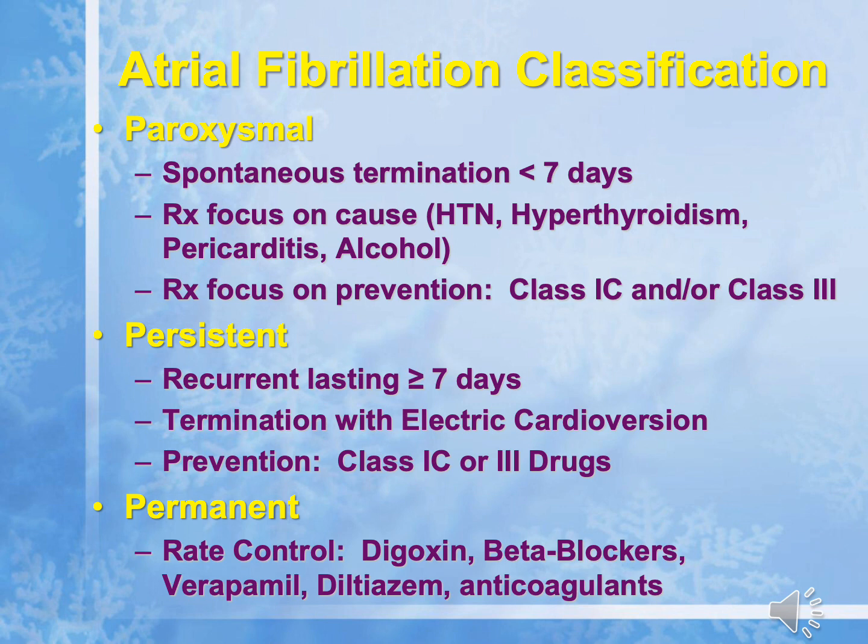If this is a permanent condition of atrial fibrillation, the treatment is not directed towards cardioversion or restoring sinus rhythm. Our goal is to control the rapid heart rates. And this is done with digitalization, beta blockers, verapamil, diltiazem, and usually requires also the use of anticoagulants to prevent stroke from embolization.